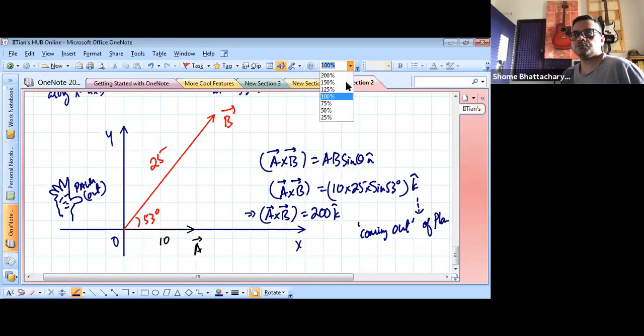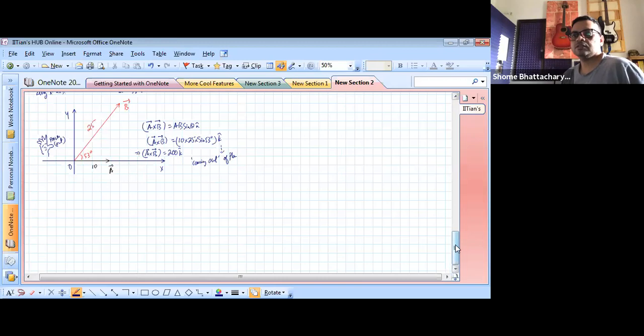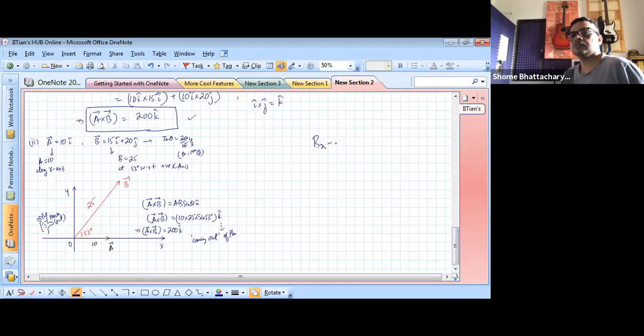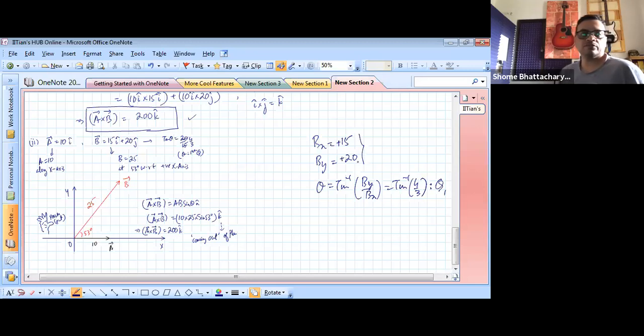How we found the angle? I'll just show you a bit by using the component of the vector. See, ax is 15, by is 20, and both are positive. So theta is tan inverse of by by bx, which here will become tan inverse 4 by 3 and quadrant 1. So how I know it's quadrant 1? Because both x and y component are positive. Yes, with respect to x-axis, and vector A is along x-axis only. Na? So with respect to A, its angle became 53.